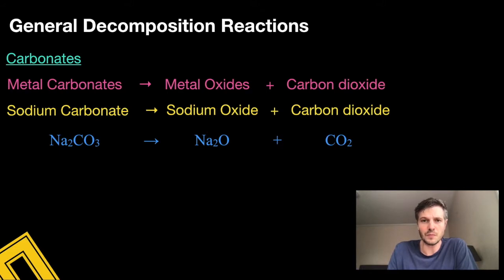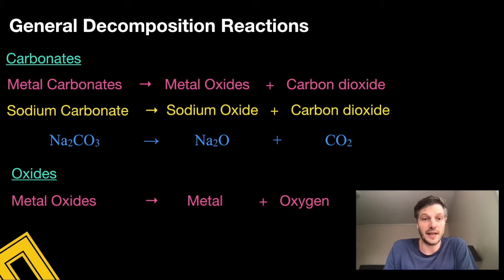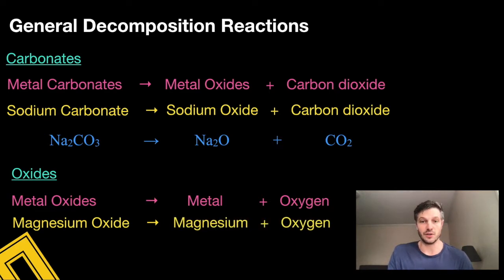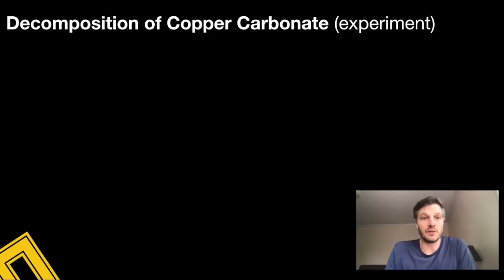With oxides, they will break down into the metal and the oxygen. So magnesium oxide will be magnesium plus oxygen. You guys, once again, should be able to write out those chemical formulas and realize that it is unbalanced and throw in the twos.